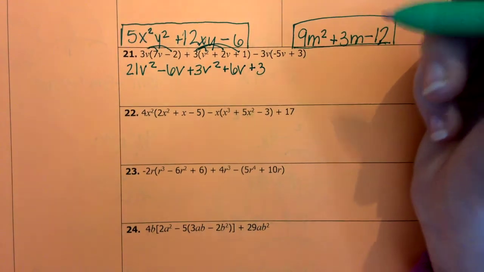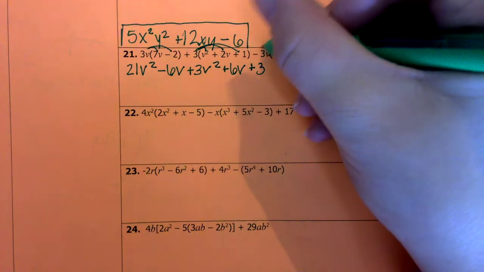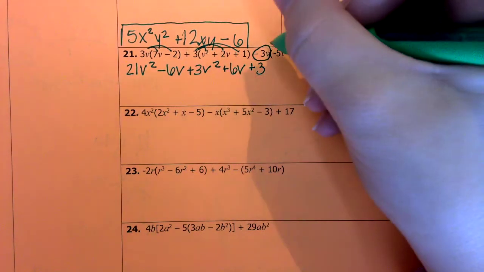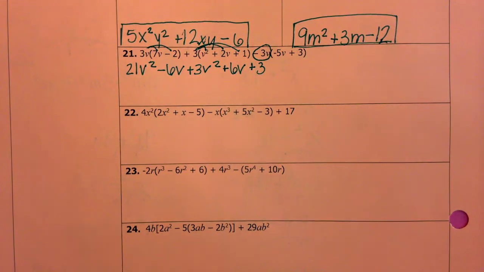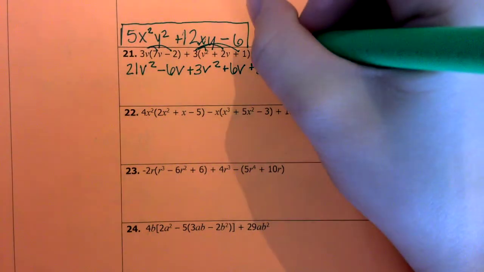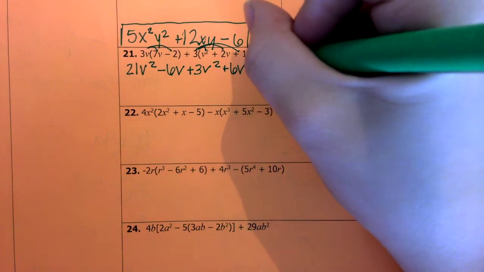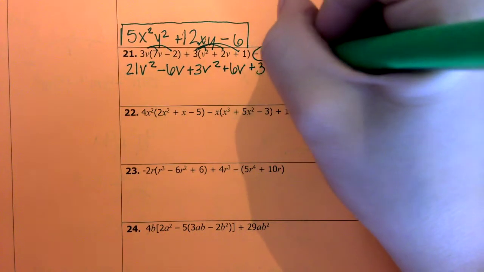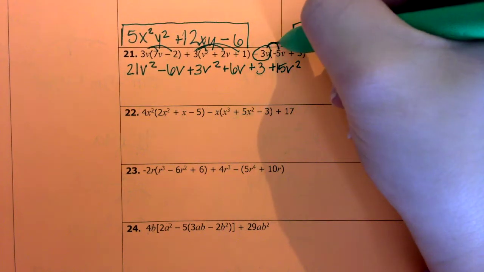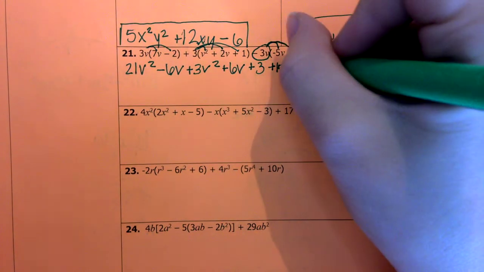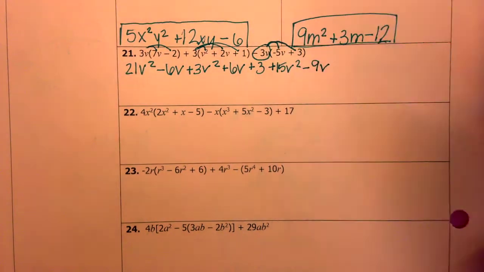Okay, now we're on to our last thing that we're multiplying by. So I have that negative 3v. Remember, whenever it's negative, I like to circle it to make sure that we don't miss that negative. So I have negative 3v times negative 5v. That's going to get me a plus 15v squared. I have negative 3v times 3, so I get a negative 9v.